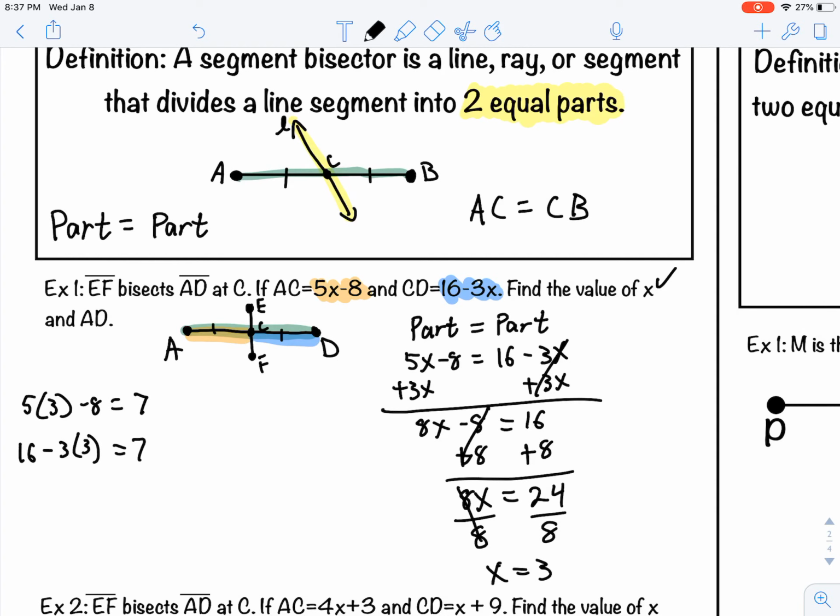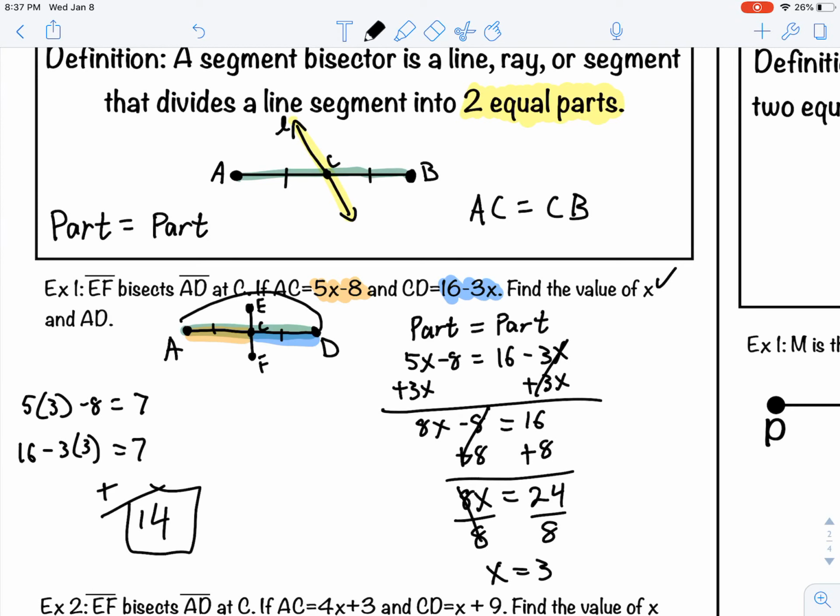Is that our final answer, though? No, it's not. They want to know what AD is. That's from the very beginning to the end. So we got to add these two guys together. So we're going to add them, and we get a total of 14. There's our answer. Okay?